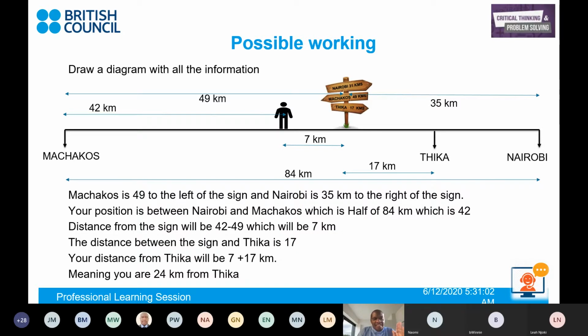And then that means if I'm 42 from one side and Machakos was 49, then I am 7 kilometers from the signpost. Thika is 17 kilometers from the signpost. Therefore, the distance from Thika will be 7 plus 17 for me. So the total distance, I'll be 24 kilometers from Thika. So that is the answer I got. You can compare my method and yours, and see the alternative way in which you did it and the way you have seen it here.